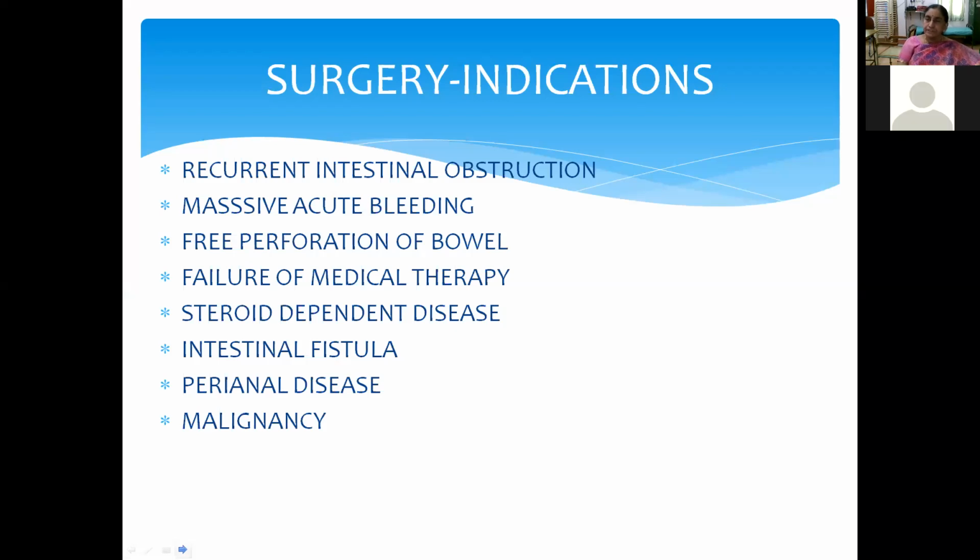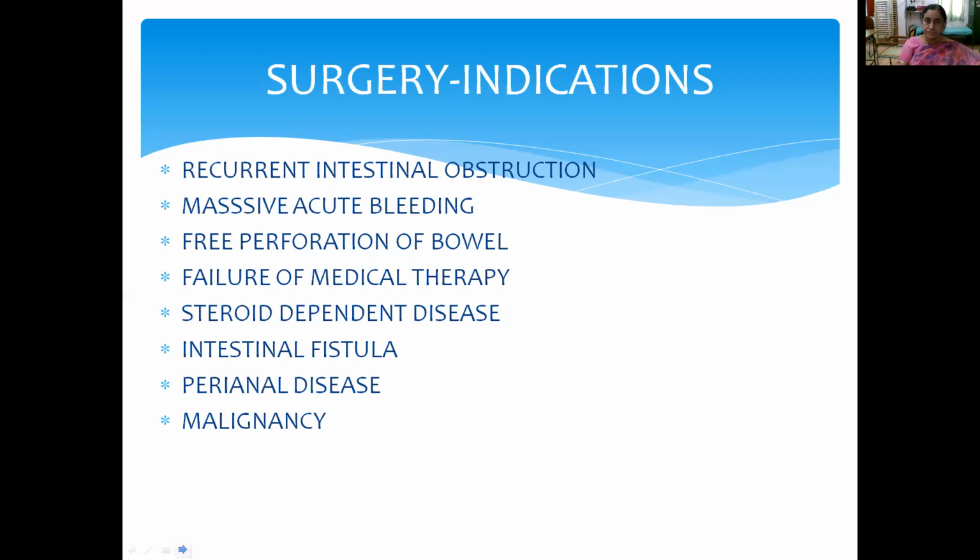Finally, the indications for surgery. This is actually a medical condition, to say frankly, because medical management is more than surgical management. But once surgery is necessary, we are supposed to do it very carefully. So you must know clearly the indications for surgery and the procedures that are necessary in a particular patient.